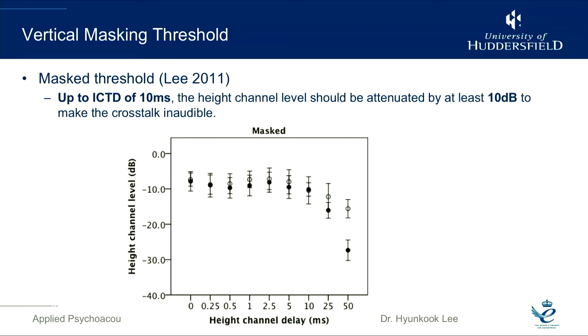But if you want to remove the perceptual effect of the crosstalk completely, then you have to apply more level reduction than 7 dB. So that's what we call a masked threshold. The average level for time delays between 0 and 10 milliseconds is just about 10 dB. So if you apply a further 3 dB reduction, then you don't really hear any perceptual effect of the high channels regarding the direct sound. That means there is no perception of loudness increase, no perception of fullness increase, or any vertical image spread.